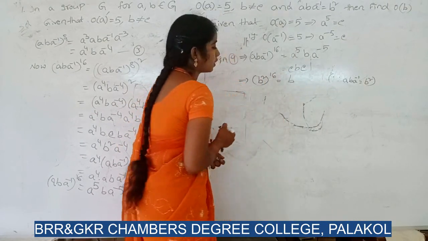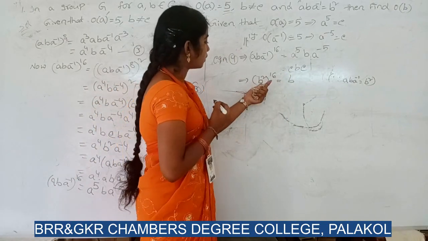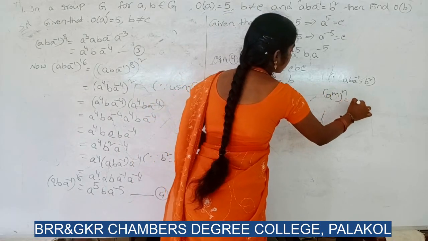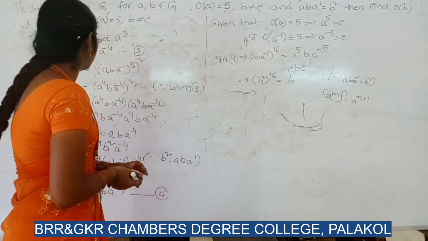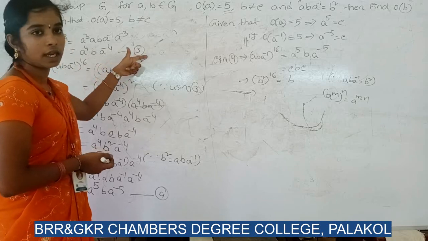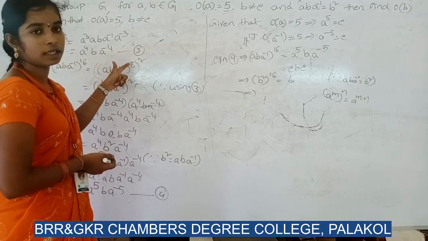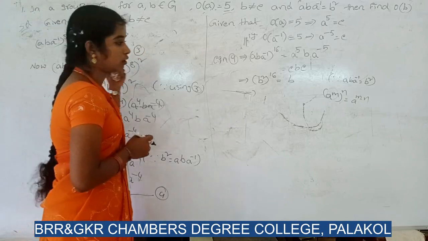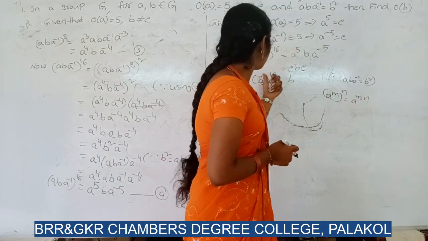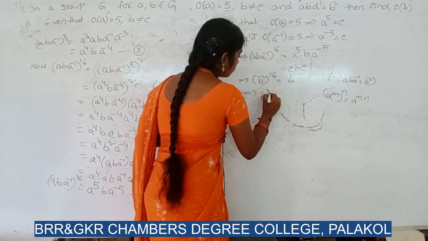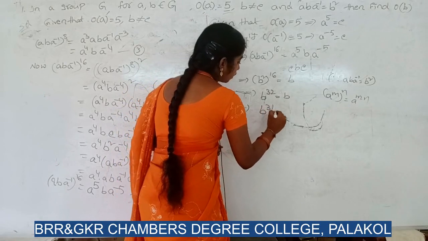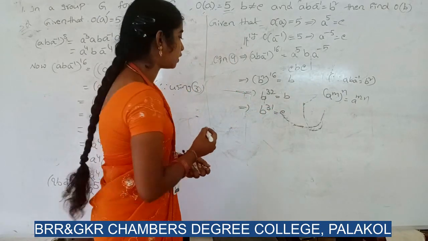So that implies (B square) whole power 16 can be written as, already you know that (A power m) whole power n can be written as A power m into n. So in this case, A power m whole power n, A power m n, that is 2 into 16, that means 32. So B power 32 equal to B. So it can be written as B power 31 equal to E, E is the identity element.